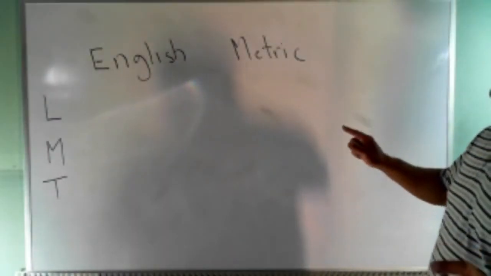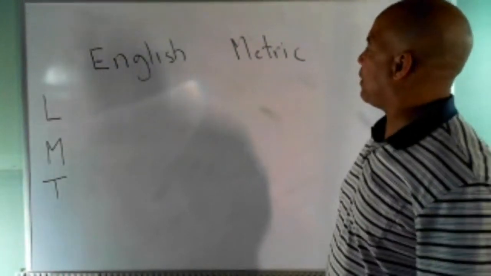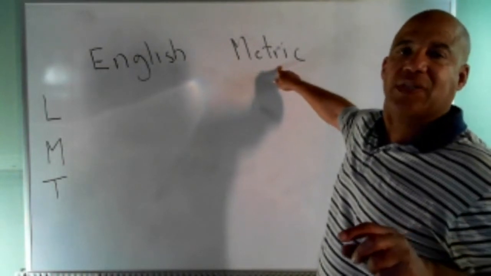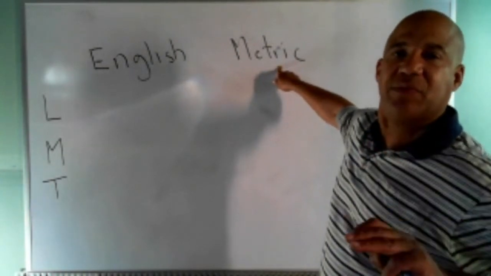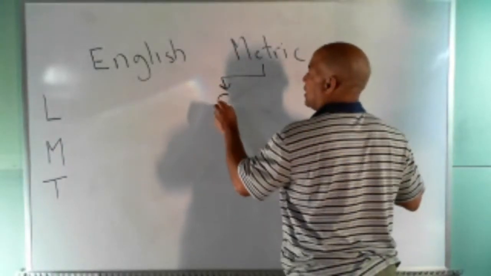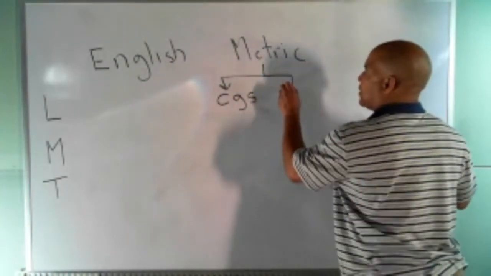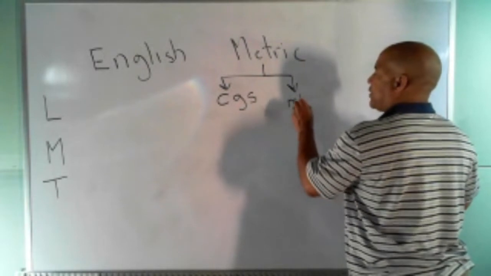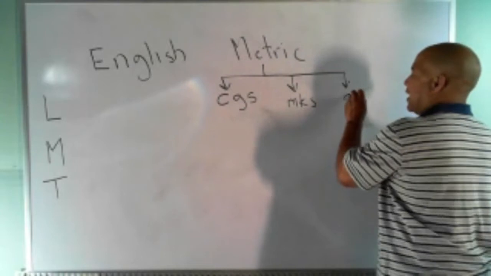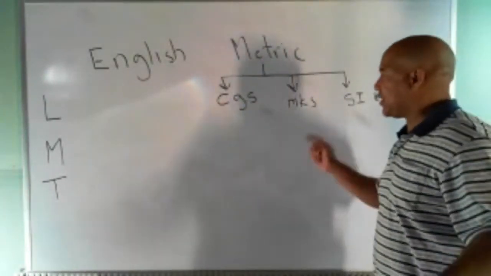But in each system, there are what we call standard units. Now, before I talk about the standard units, I have to say a little bit more about the metric system, because in the metric system, there are like three subsystems. I can break this out into one system called CGS. The other subsystem is called MKS. And the last one is called SI. This is actually the one that is big in science and engineering, but let's talk about all of them.